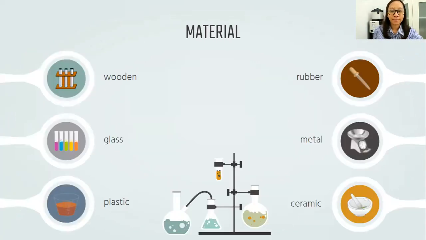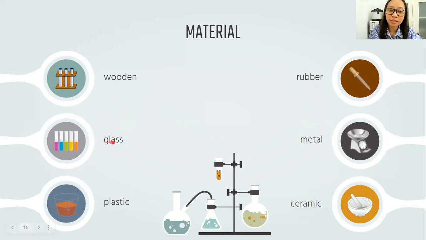Next is the material. Ada wooden, glass, plastic, rubber, metal, ceramic, ada juga iron. Okay. Wooden test tube rack is usually made of wood, atau bisa juga it is a wooden test tube rack. Remember, the noun is wood, the adjective is wooden. Tapi kalau yang lain, glass sama, noun sama adjective-nya sama, plastic juga sepertinya sama, rubber sama, metal sama, noun sama adjective-nya. Ceramic agak-agak mirip. Ceramic ini adjective-nya, noun-nya ceramics. Pakai S noun-nya.